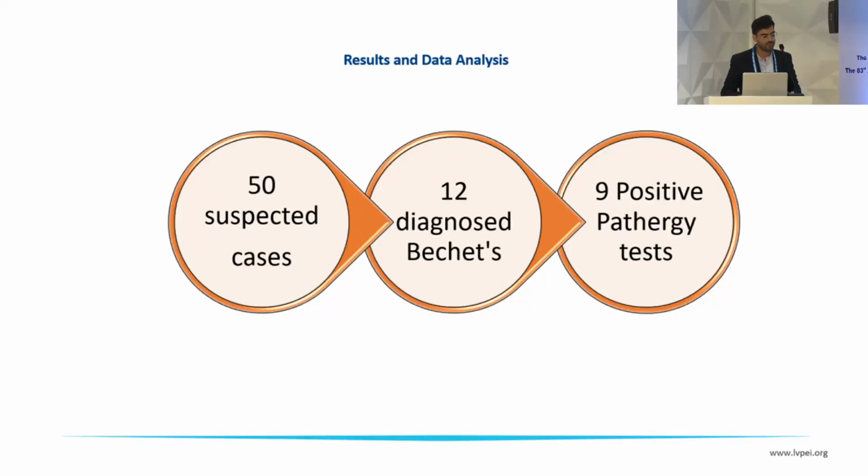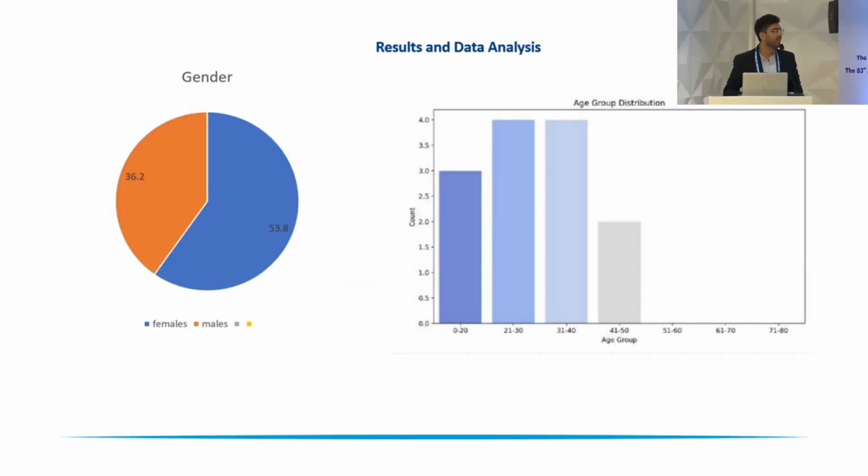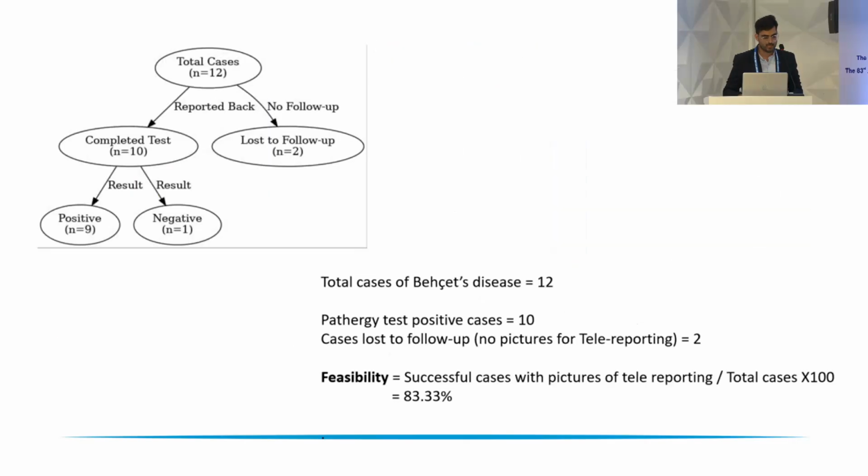We had 50 suspected cases of Behçet's disease, suspected based on typical ocular features like a ferning pattern on FFA or transient retinitis, out of which 12 actually fulfilled the ICBD criteria. We did the pathergy test in these 12, and found that 9 were positive. These were the gender and age distributions, which were secondary objectives in our study. The main thing was whether this test is feasible.